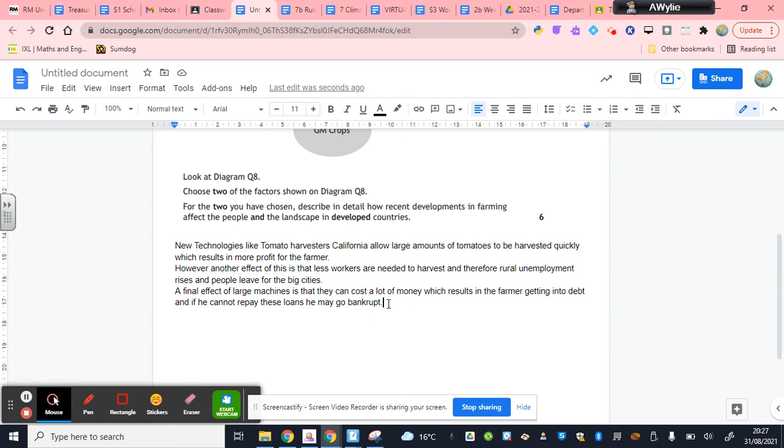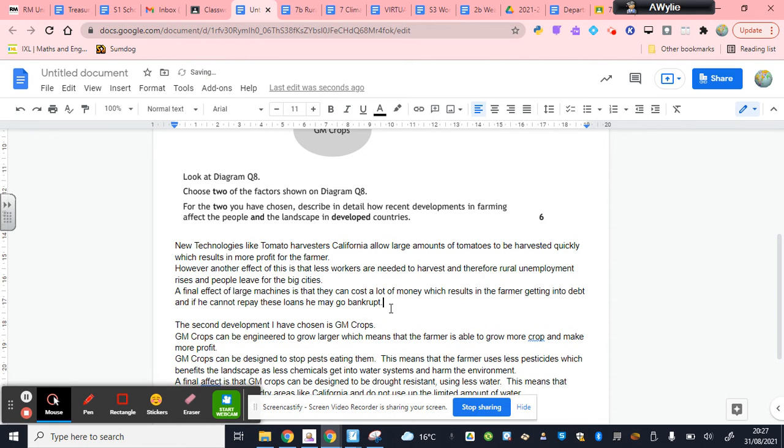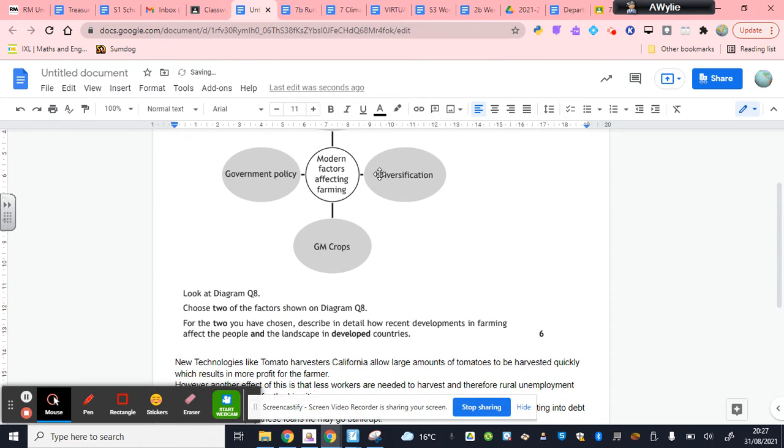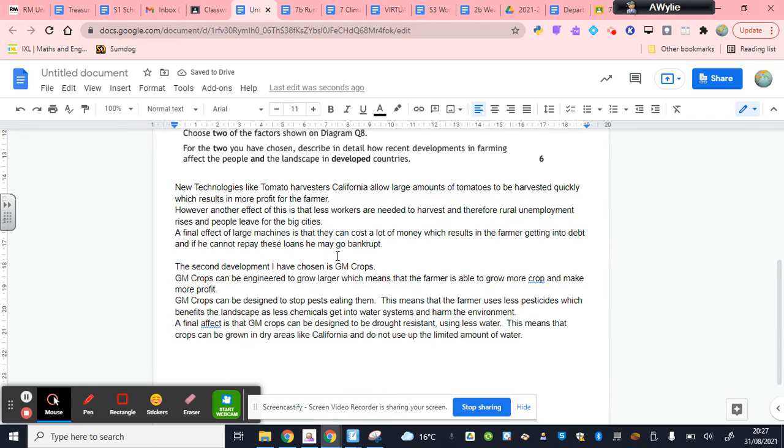Okay, what we can then do is answer a second point. So we would choose a second one from this list. In this case, I've picked GM crops, and you'll see the second development I've chosen is GM crops. Now, why is it quite handy to write that? Because it shows you've read the question. I've got my first one, my new technologies, and here's my second point. And then we've got three very clear points made, all on new sentences. So once again, you're making it clear for the marker to see that here's my first idea.